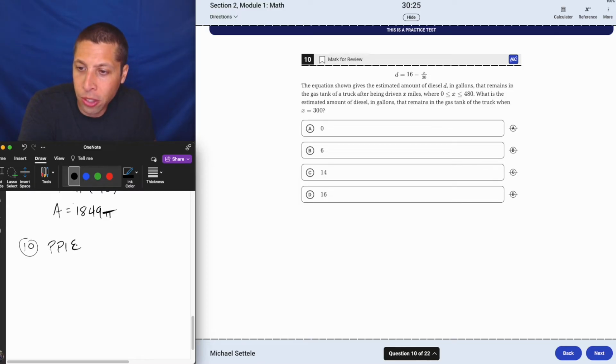Plug points into equations. If you don't know what I'm talking about, watch my videos on the main strategies for each section. The main strategy for math is if you have points and you have equations, plug them in. Here they give us a point, 300 is x. We have an equation, so we're just plugging it in.